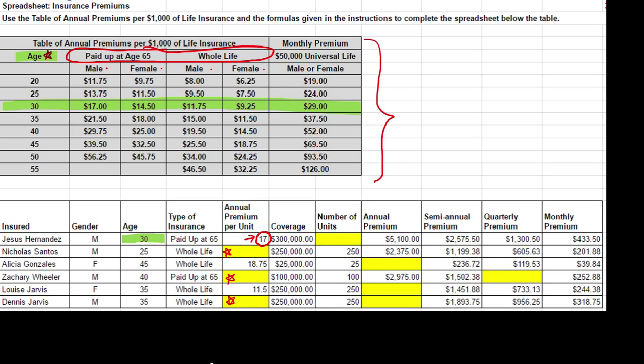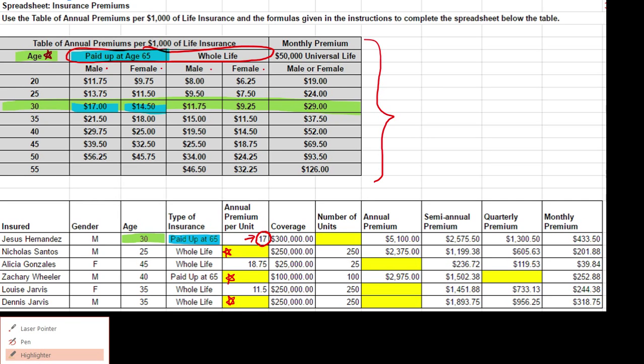Now to narrow it down further, it's helpful to know more information, for example, the type of insurance. Jesus receives insurance paid up at 65. So I'm going to look under this heading, paid up at 65. That means he must either pay $17 or $14.50, because those are the only two items from the 30-year-old row that also intersect with paid up at age 65.